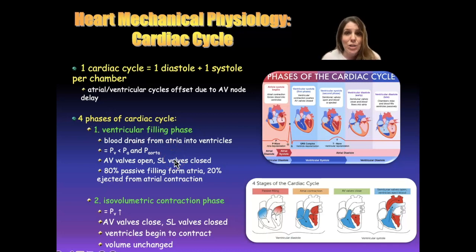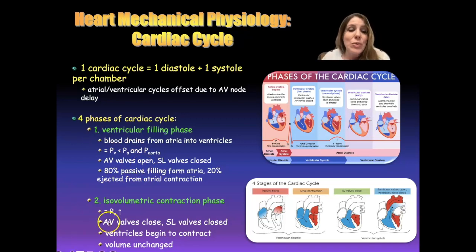And it's because the pressure in the ventricles is less than the pressure in those great vessels, the aorta and the pulmonary trunk. Now, just a side note, don't forget that about 80% of the blood going from the atria to the ventricles is happening passively. It's just going on through where the valves are open. But another 20% is actually going to be ejected into the ventricles through atrial contraction. But most of it's just passively filling those ventricles.